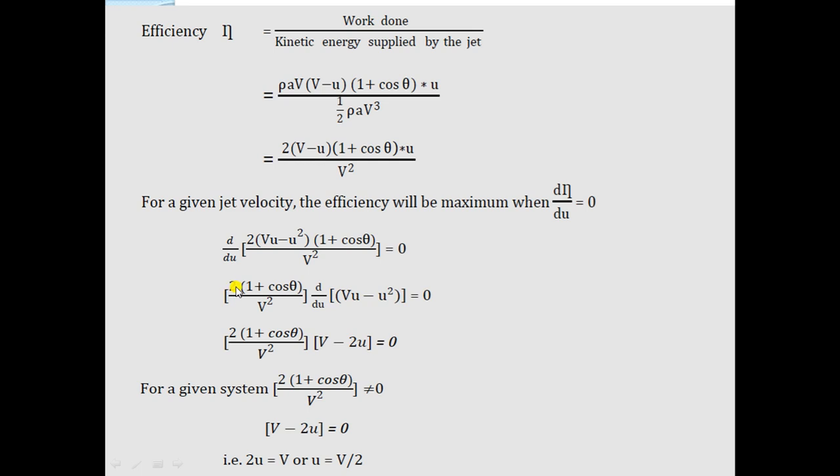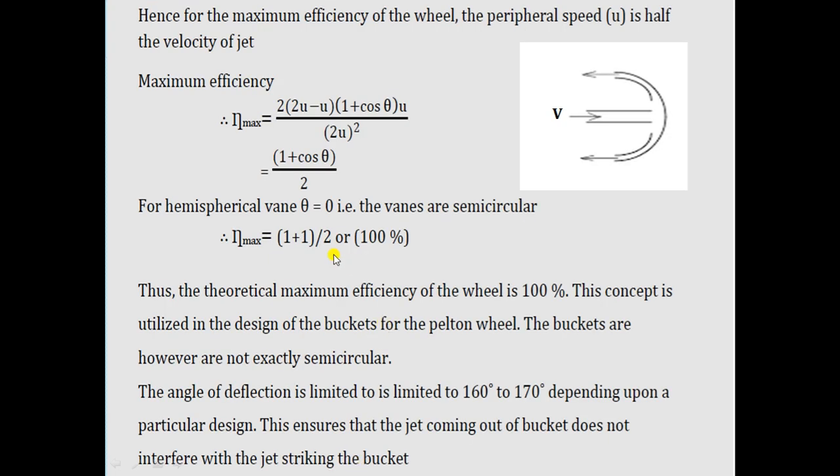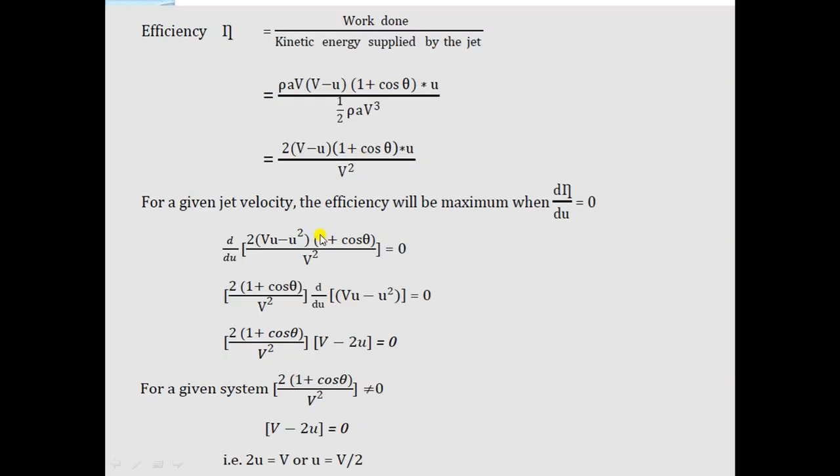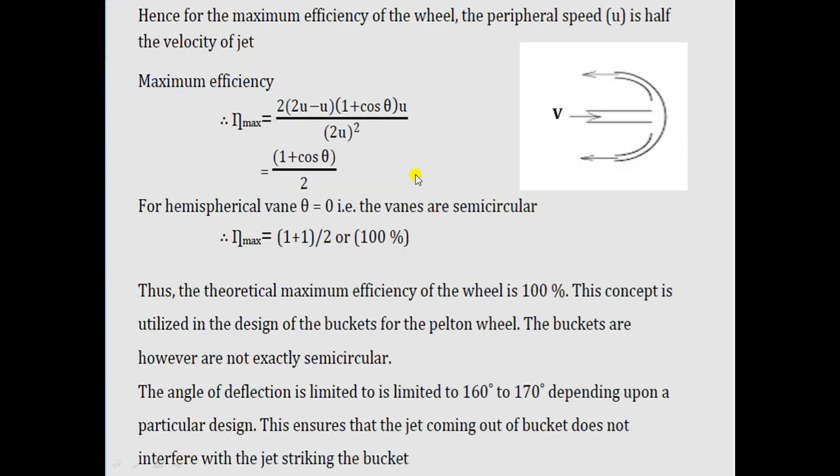Since 2 into 1 plus cos theta divided by V square cannot be equated to 0, V minus 2U equals 0. So, either V equals 2U or U equals V by 2. So, for maximum efficiency, the peripheral velocity is half the velocity of the jet. If we substitute the value of U as V by 2, we get the equation for maximum efficiency, which after simplification is 1 plus cos theta divided by 2.